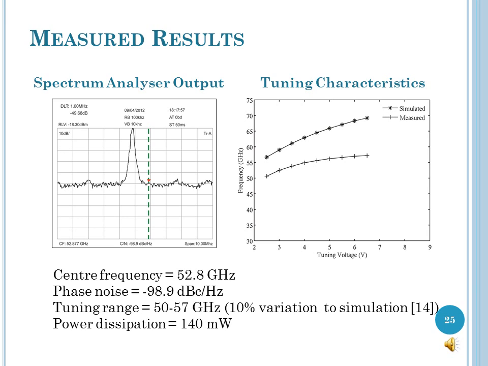The simulated and measured tuning ranges are displayed and a 10% variation was observed. It was reported in a paper published recently, given in reference 14, that when a silicon germanium BiCMOS technology is used for fabricating an LC-VCO, the capacitance variations lead to a 10% variation in the frequency range. So that explained the frequency variation that was observed in the measurement.